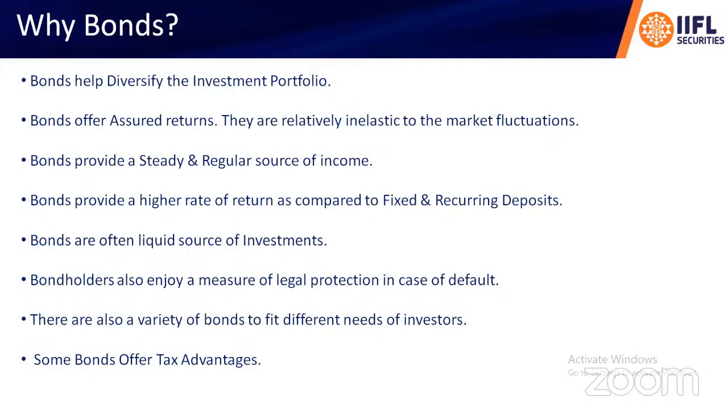Bonds offer you assured returns, and they are relatively inelastic to market fluctuations. In equity, you must be aware that the prices change every day, but in bonds, they will give you assured returns, like 10 rupees on 100 rupees of principal, where the 10% coupon is fixed. That 10 rupees would be an assured return for you, and it can be paid by the issuer yearly, semi-annually, quarterly, or monthly, depending on the terms of the bond.